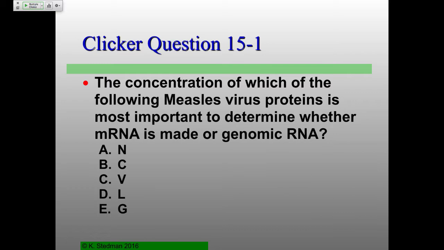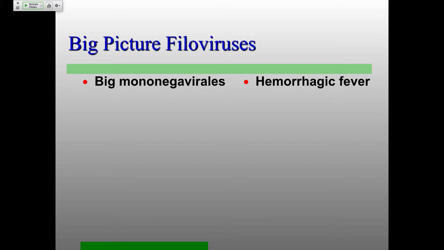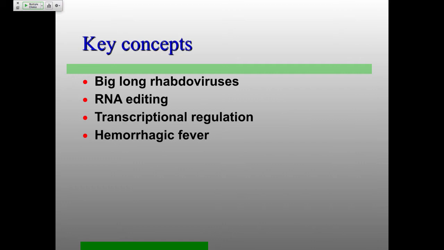So, big picture: they're basically these mononegavirales, so who cares? This, of course, hemorrhagic fever, is why people care about them. So again, key concepts, a couple of different things.